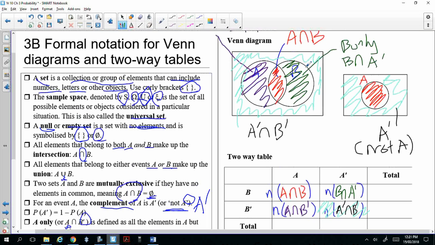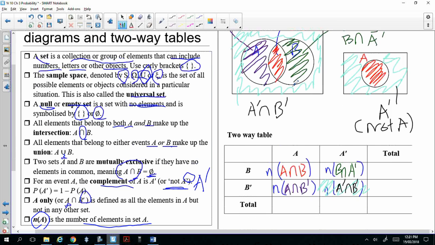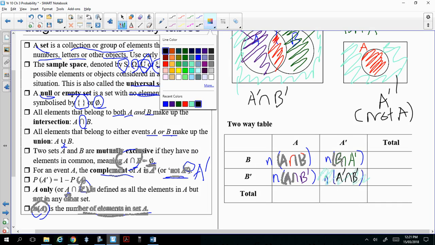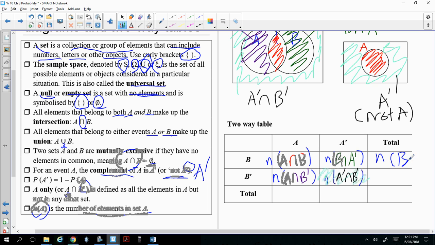Right, now let's look at the total. If you add up the total on each row, the first row, you will get the total of all the elements in B, and the next total will be all the elements not in B.